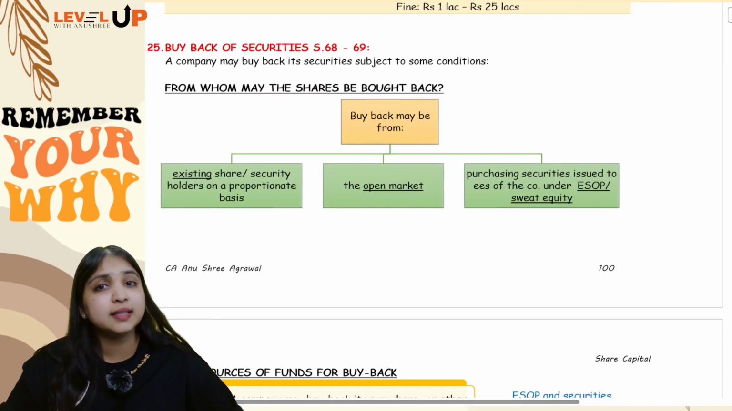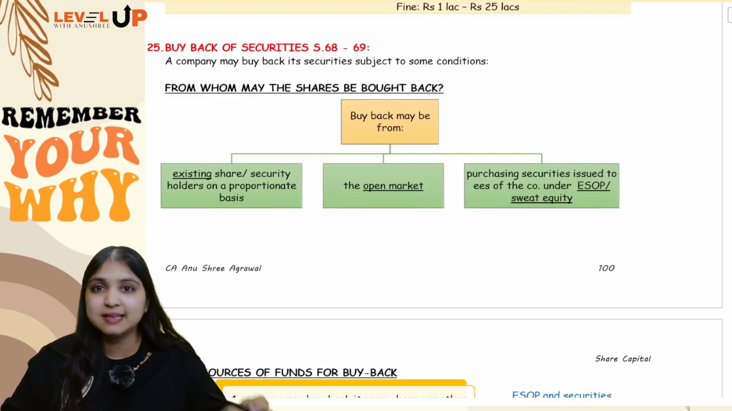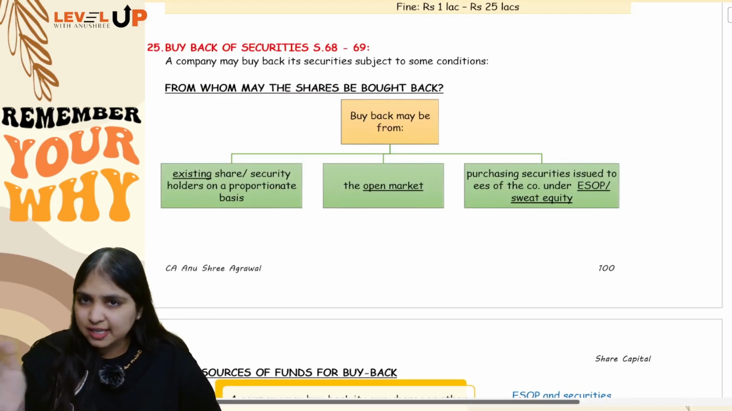Okay. Then coming to buyback, section 68 and section 69, and the last part will be section 70 as well.